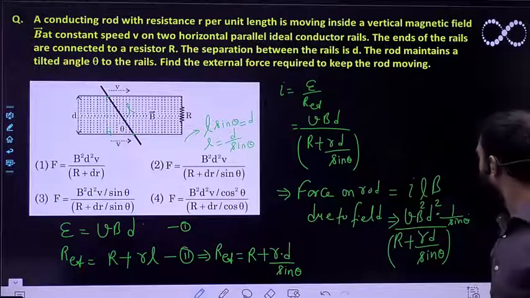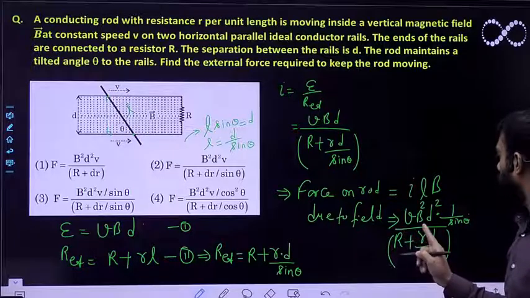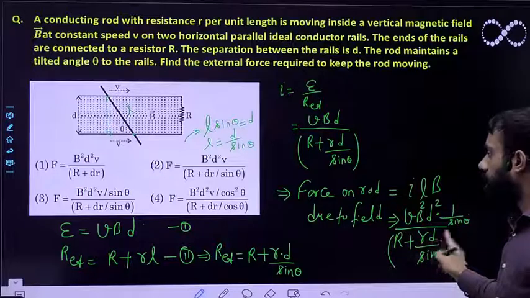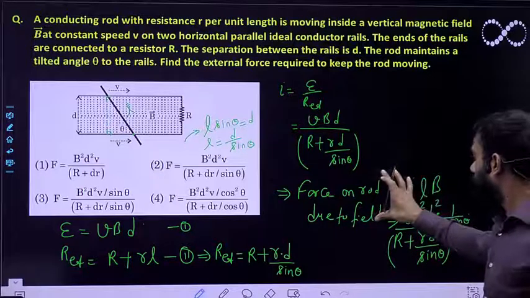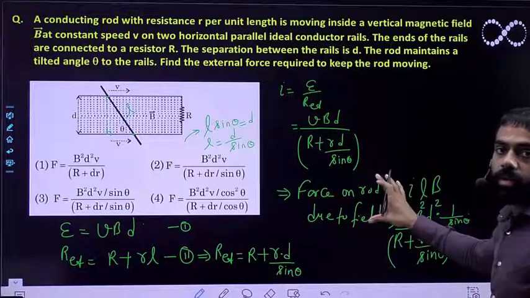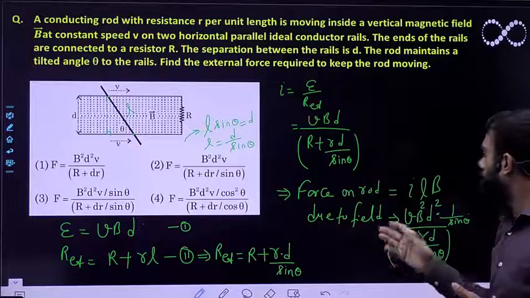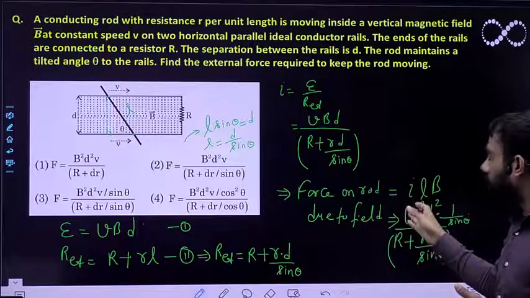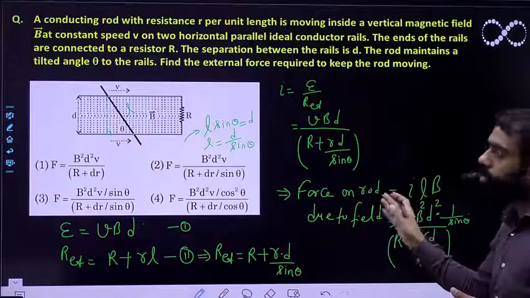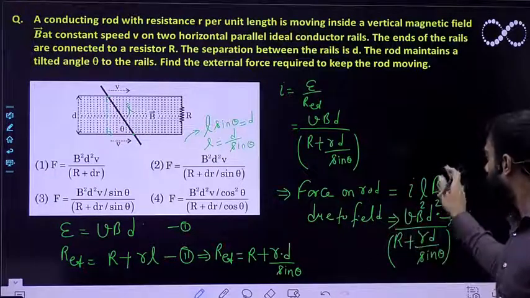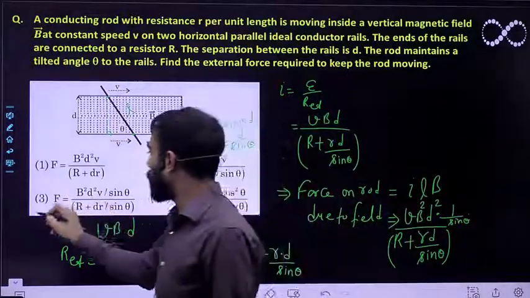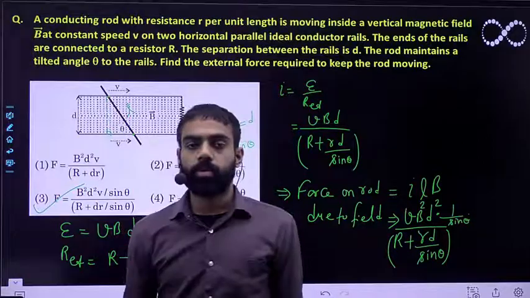Let us see which option is matching. Option 3 is matching: V B square D square upon sine theta into R plus r D upon sine theta, because this is the force acting on the rod due to the field. The same magnitude of external force will be required to balance this force if you want the rod to move uniformly. So obviously option 3 is matching here. Okay students, I hope you understood this question.